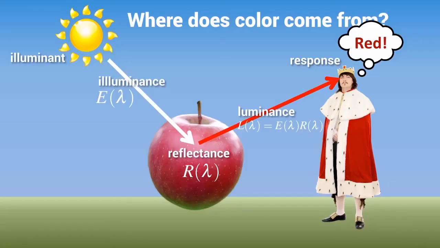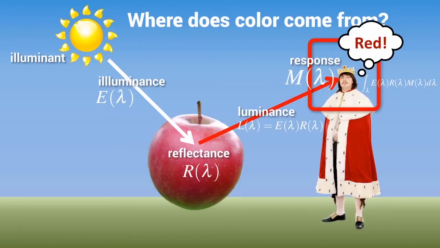The last part of the process is what goes on in the eyes of the observer. We refer to this as the response. And like everything else, the response is a function of the wavelength lambda. In fact, the response can be written this way. It is the integral over wavelengths of the spectrum of the incoming light, of the reflectance, and of the response of the eye to light at that particular wavelength.